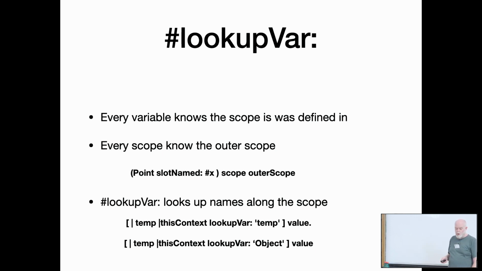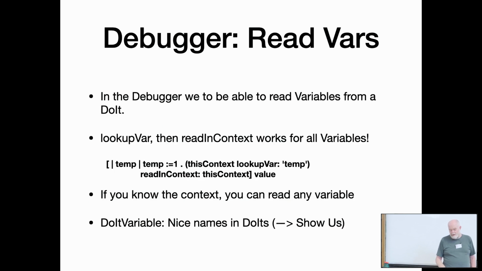And what we can do now is look up those variables using lookupVar from every scope that we have in the system. So if you are in a method scope and you look up var Object, it would go up until the globals and it returns you the object. And we added that to context too, so we have a lookupVar on context and you can look up any object there. The reason for that is that this allows us to very easily read variables in the debugger.